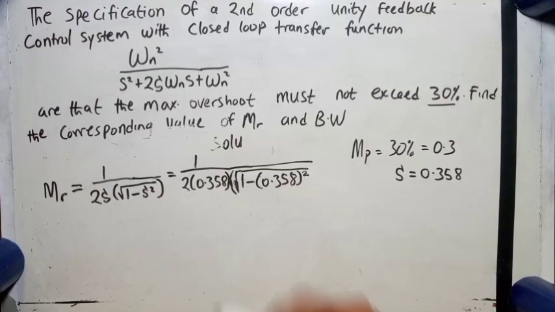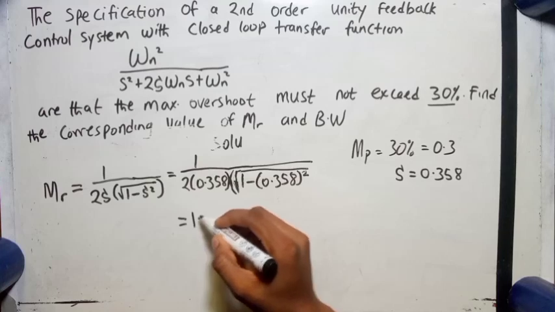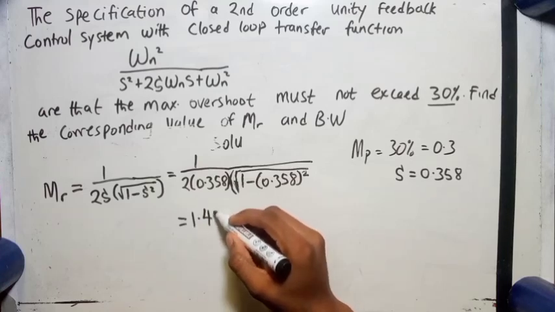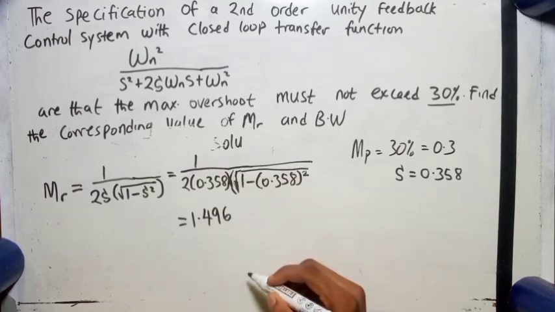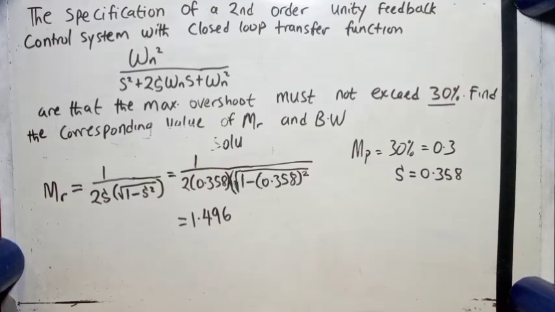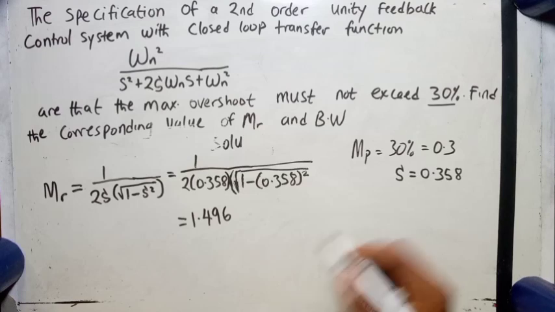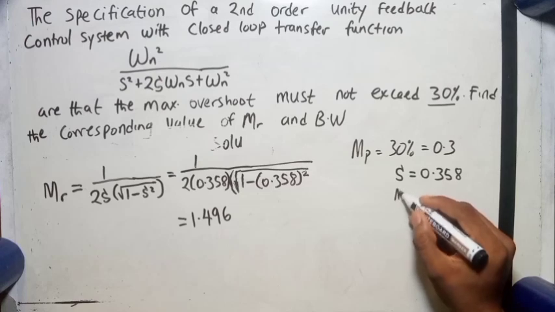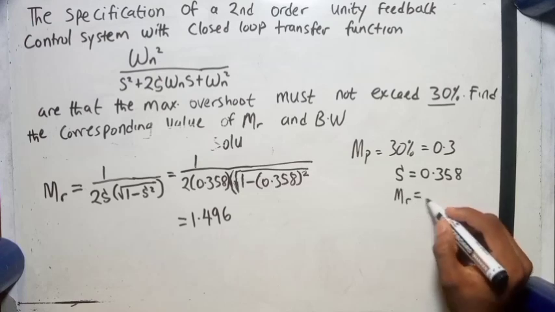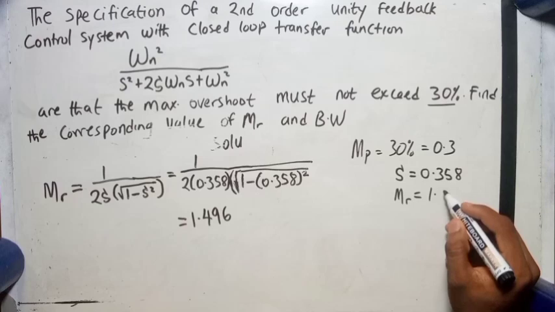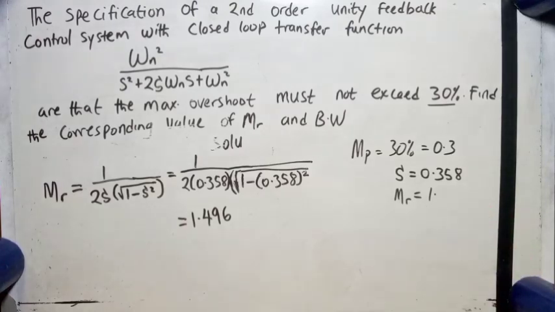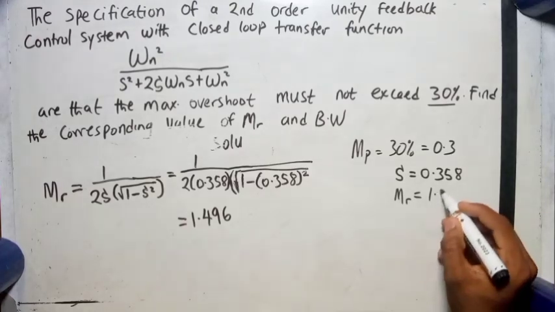Okay, so we got our answer to be 1.496. So this is the answer of our MR, that's the peak resonance. Now they also demanded that we get our bandwidth. Now the issue with this is that our bandwidth requires us to know what our Wn is, but that wasn't given to us.